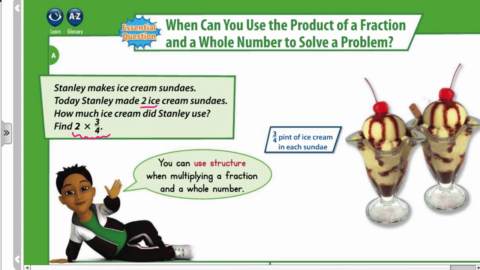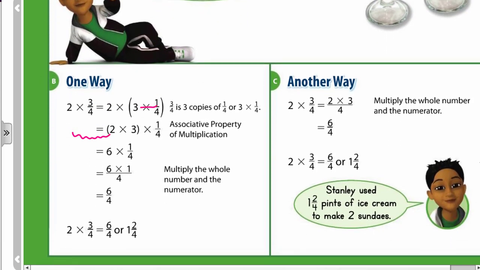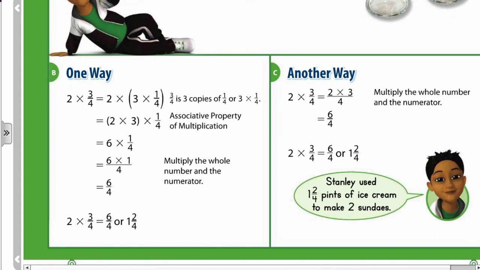So, my heroes, what we need to do here is finding 2 times 3/4. So let's move down to see how we can do this. And as you can see here, we have 2 ways. In the first way, we can use the properties. And the property that we will use here is associative property. Okay, let's go through this step by step. The first step, we will write 3/4 as 3 times the unit fraction 1/4. Since 3/4 is 3 copies of 1/4, or simply 3 times 1/4.